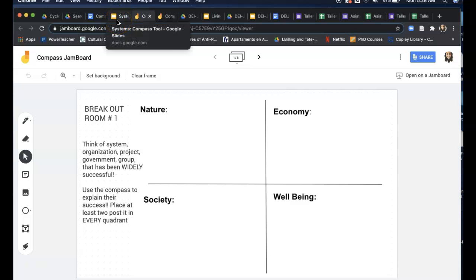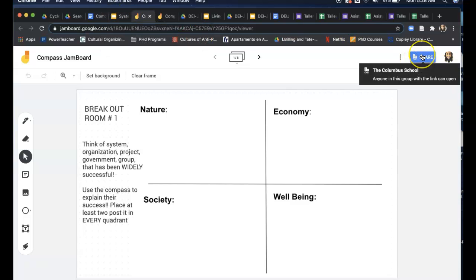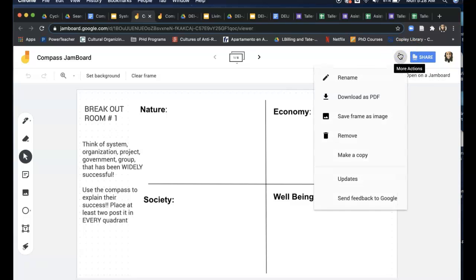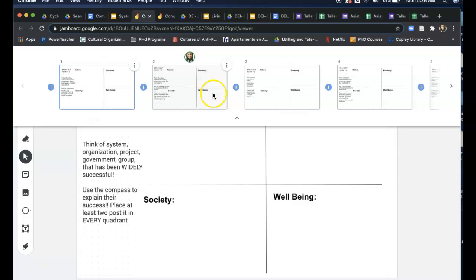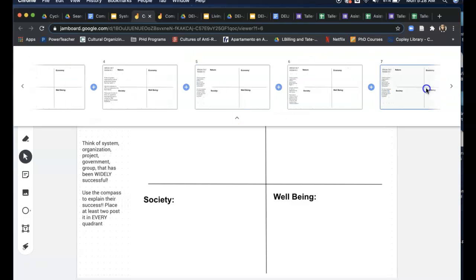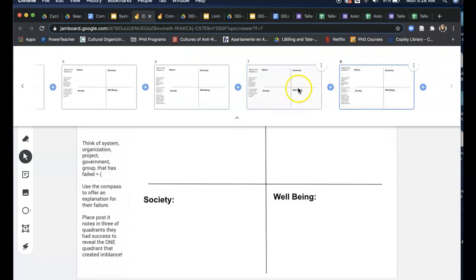And it's going to take us into this Jamboard. So you all are going to want to create a copy of your own Jamboard. So here, make a copy so you have one for each of your classes. And the Jamboard has 8 of these slides, because that represents 4 breakout rooms.